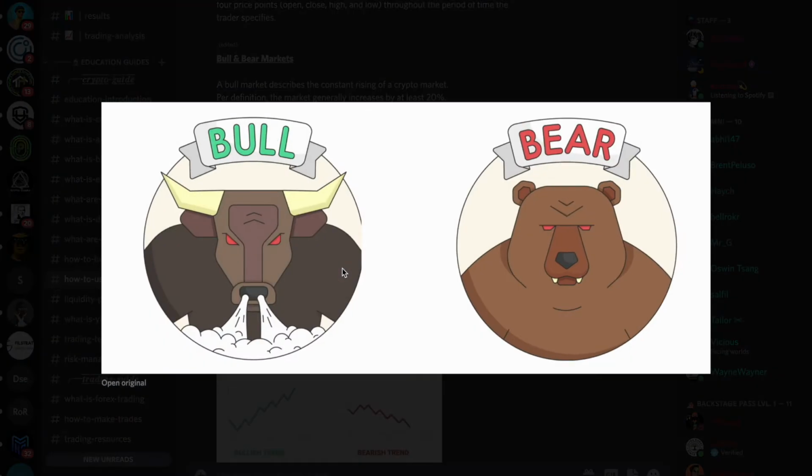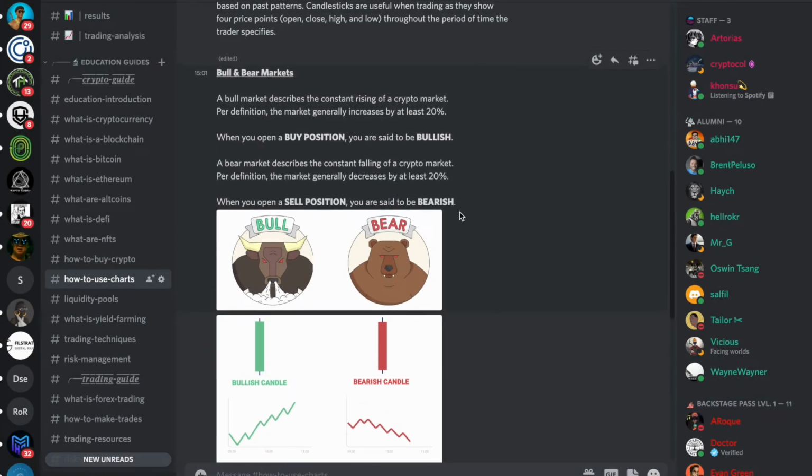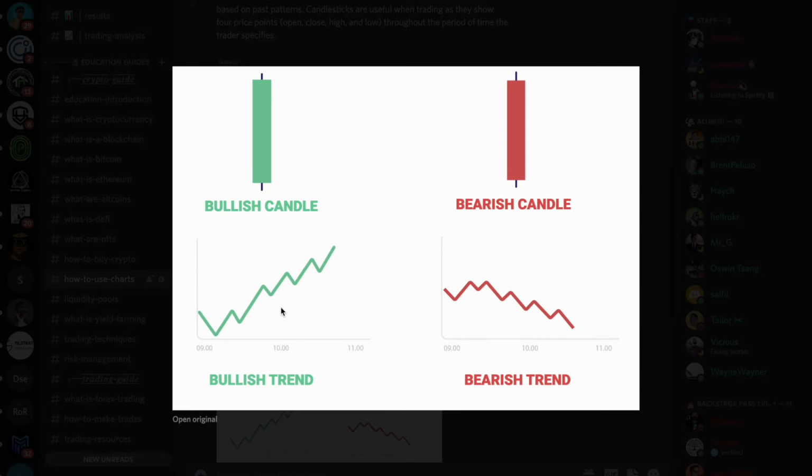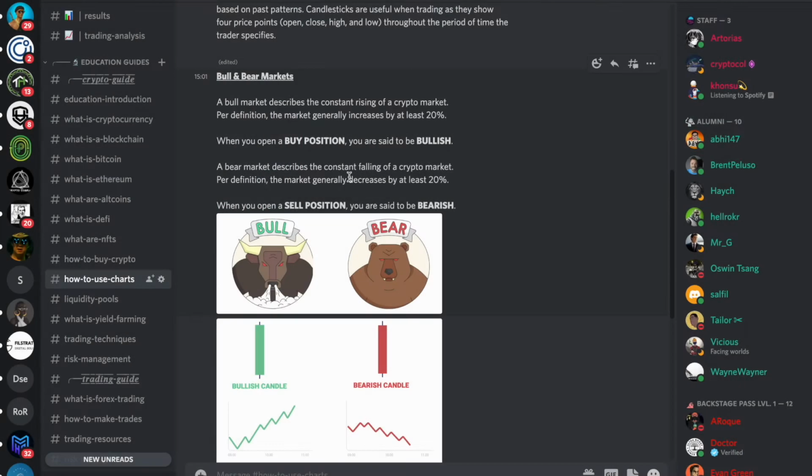Another thing that you'll realize is you'll hear we're either in the bear run or the bull run, or we're in a bearish market or a bullish market. So what are these bullish and bearish markets, right? A bull market describes the constant rising of a crypto market. So as we have a bullish engulfing pattern, something going up is a bullish candle.